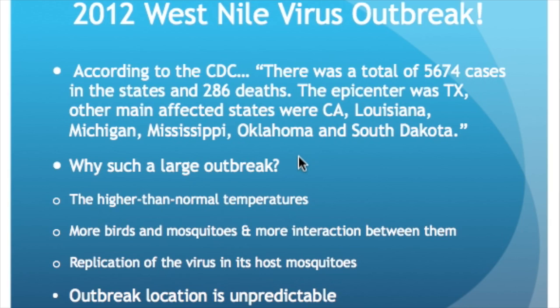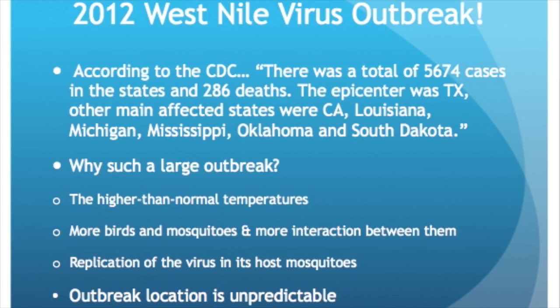The Centers for Disease Control said in 2013 that last summer's outbreak likely resulted from many factors, including higher than normal temperatures that influenced mosquito and bird abundance, the replication of the virus in its host mosquitoes, and interactions of birds and mosquitoes in hard-hit areas. Because the factors that led to the West Nile virus outbreaks are complex, they cannot predict where and when they will occur.